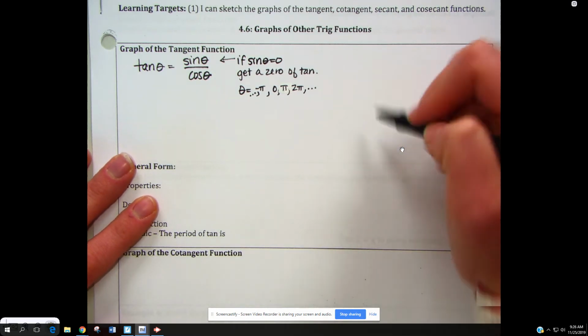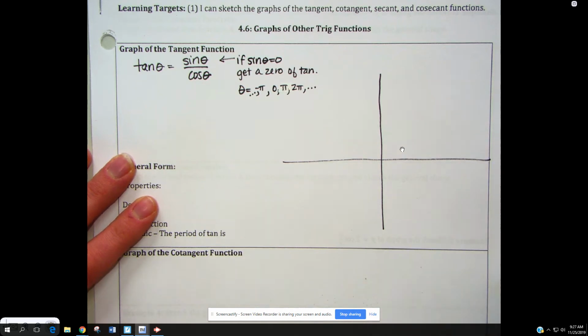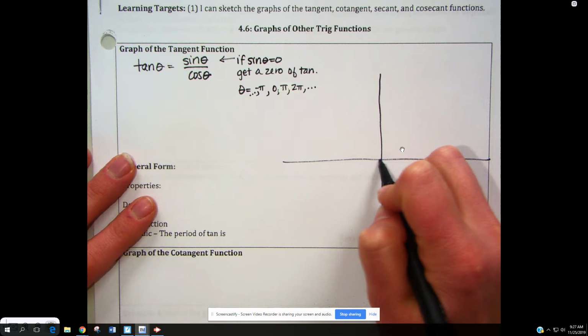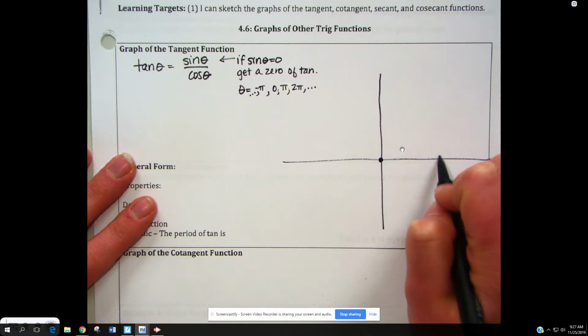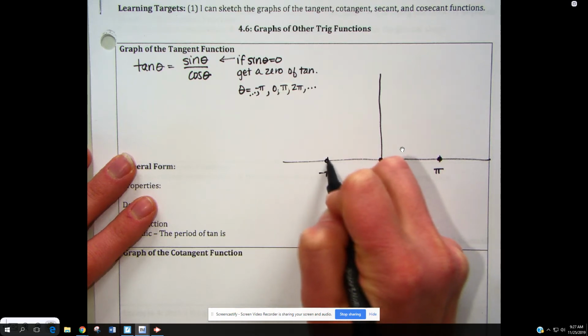So if we think about what the graph of my tangent function should look like, the very first thing I might do is plot out my zeros. So we know we have one here. Let's make this one pi, and we'll just make it nice and easy so it fits. We'll go back to negative pi.